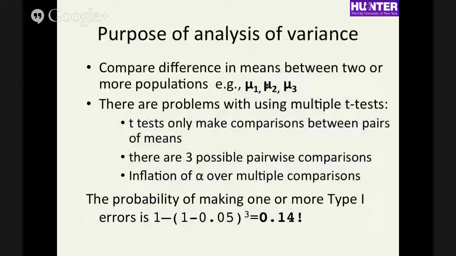Here I actually calculated what that type 1 error probability would be if we have 3 groups. The probability of not making a type 1 error on one of them is 0.95, cubed, and 1 minus that gives our type 1 error rate, which is actually up to 14%. And again, that's not the end of the world. You can do corrections that help with that multiple testing problem, but it's not as good as doing an analysis of variance.